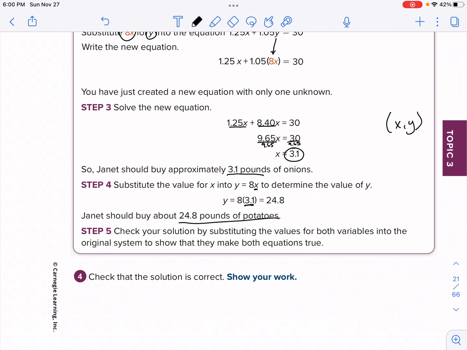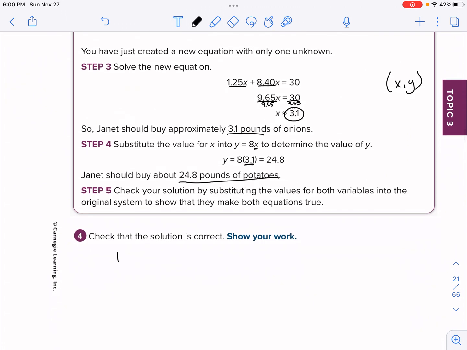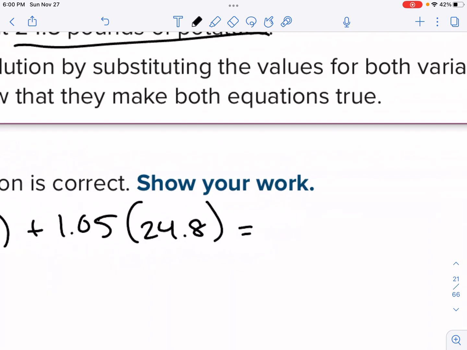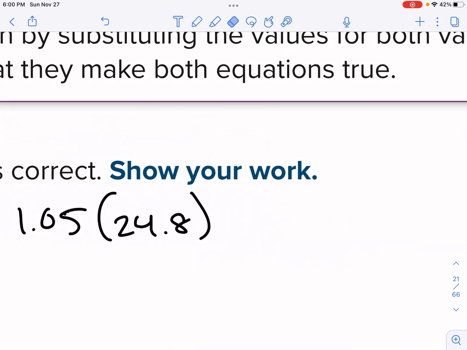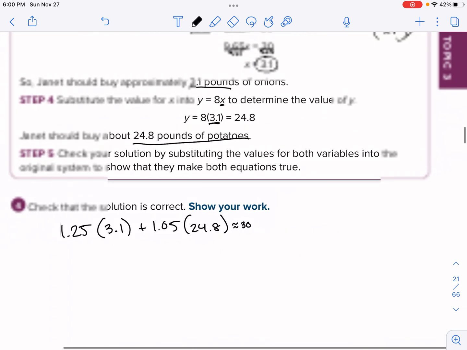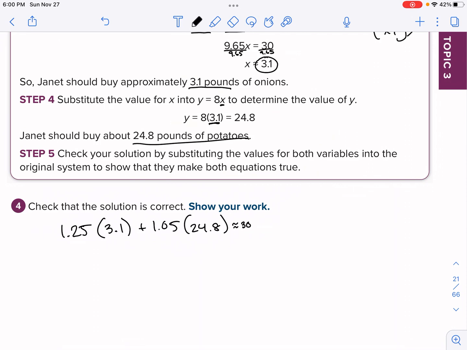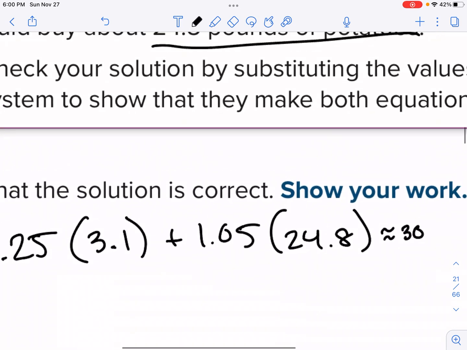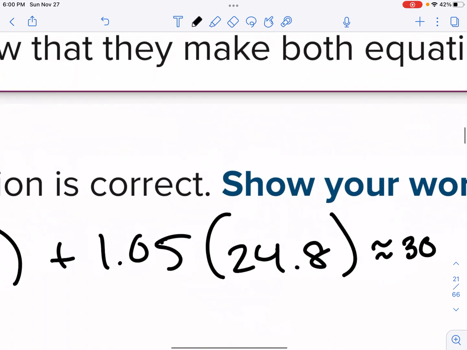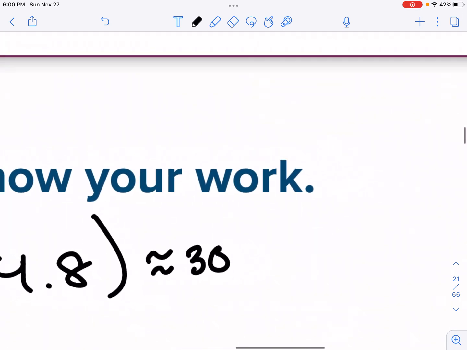We can check our answer. How you would check your answer is you would plug into the original equation. I'll put 3.1 for x and 24.8 for y. Now we did have to estimate for x, so instead of equal to, we'll put approximately equal to 30. I'd like you to try to simplify the left side. If you multiply these two numbers and add, you should get something very close to 30.